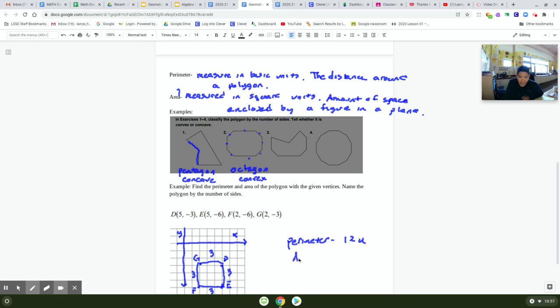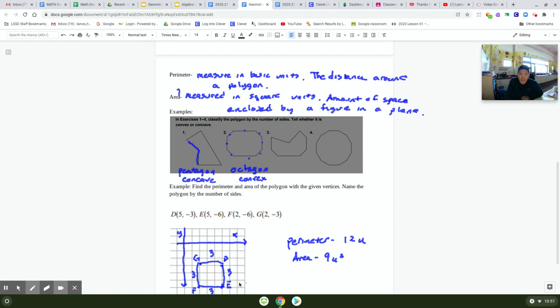To calculate the area, I could use the formula for a rectangle, length times width, or base times height. I could also use the formula for a square, side length squared. So base times height would be 3 times 3, or side length squared, 3 squared, which is the same as 3 times 3. So the area would be 9, and in this case, square units.